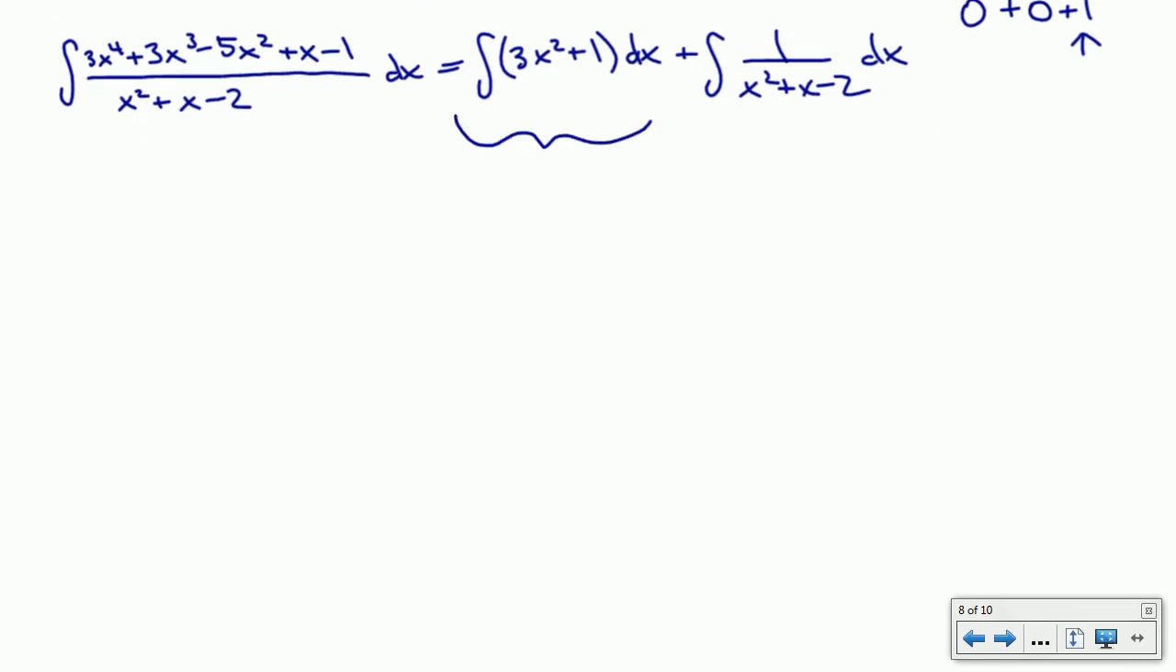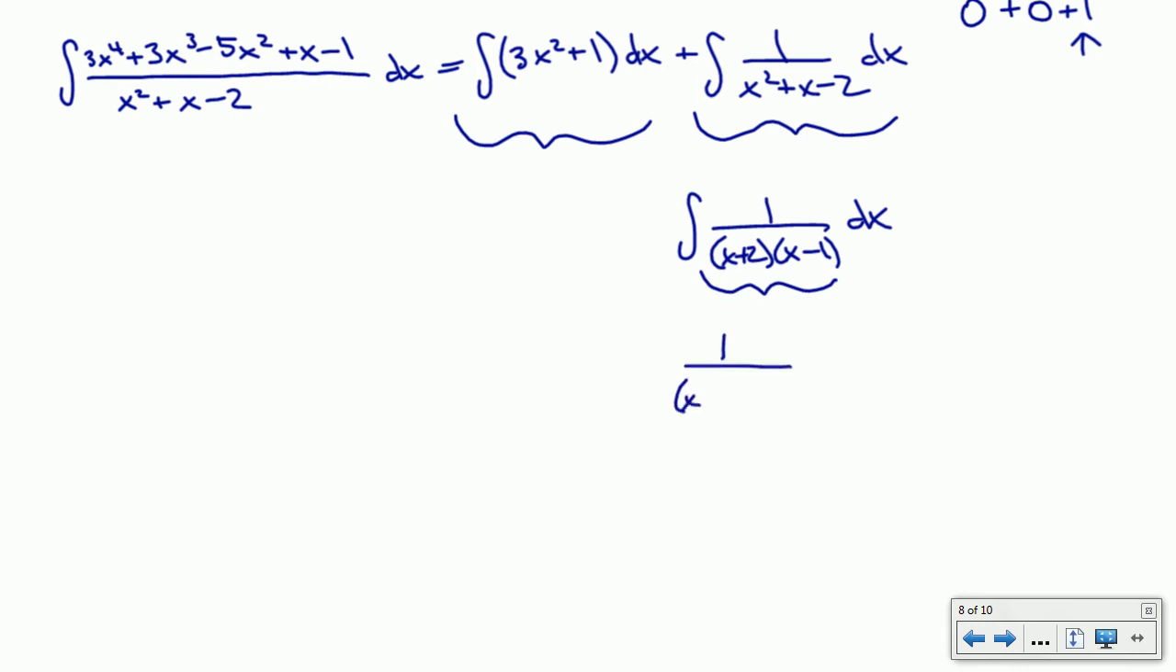This integral is fairly straightforward, but it looks like we're going to have to do the partial fraction treatment on this one again. So if we factor the bottom, we get the integral of 1 over (x plus 2) times (x minus 1) dx. And we can express this as the sum of two simpler fractions. So 1 over (x plus 2) times (x minus 1) can be written as a over (x plus 2) plus b over (x minus 1).